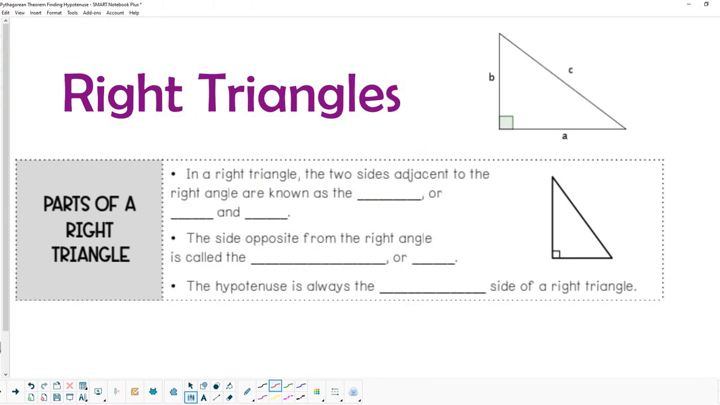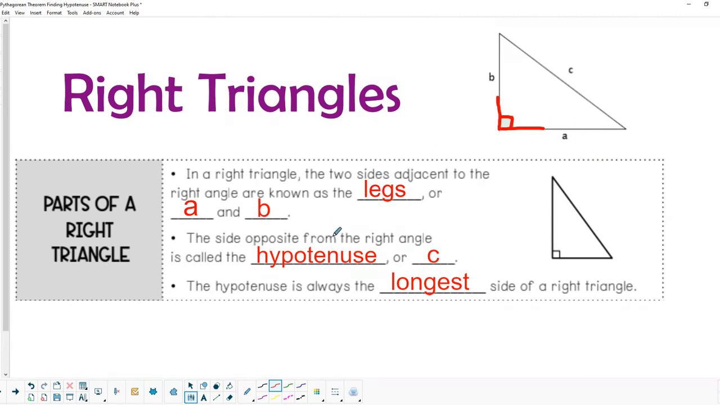First of all, in our guided notes, let's fill in these words. In a right triangle, the two sides adjacent to the right angle, so that's these two sides up here, those two sides are known as legs, or A and B. When the triangle is situated like this, I usually call the one going up and down A, and the one going across the bottom B, but it doesn't matter. You can just say A or B, and they're interchangeable.